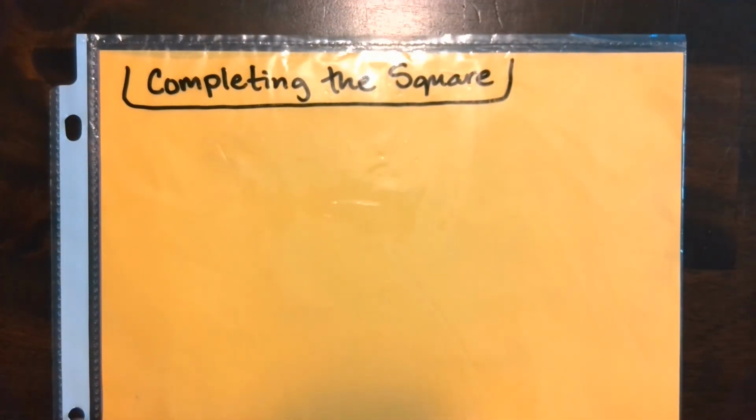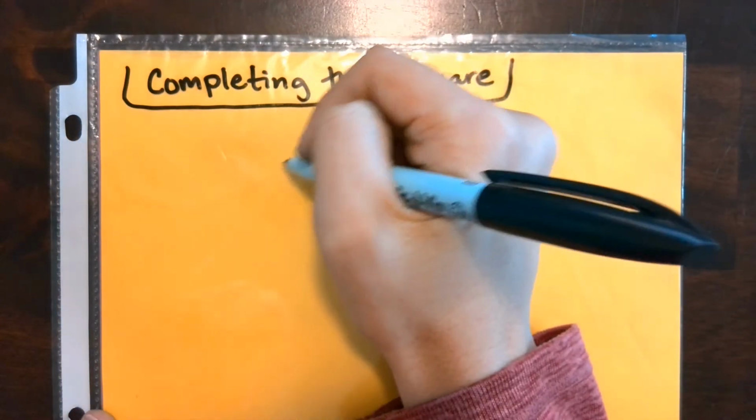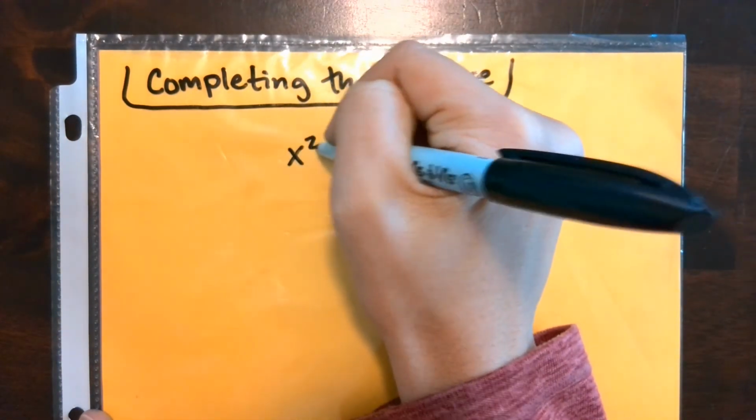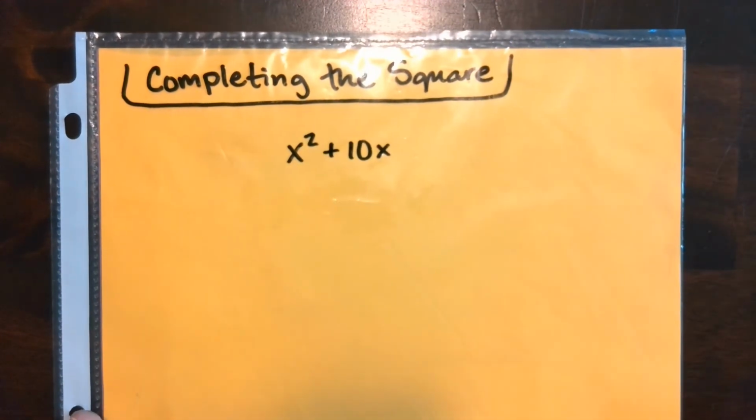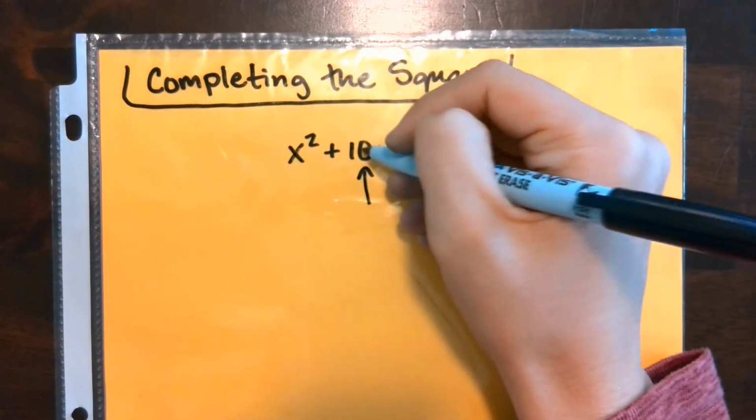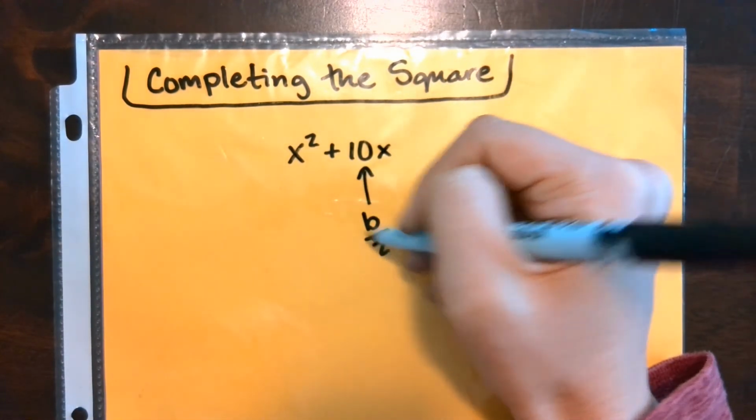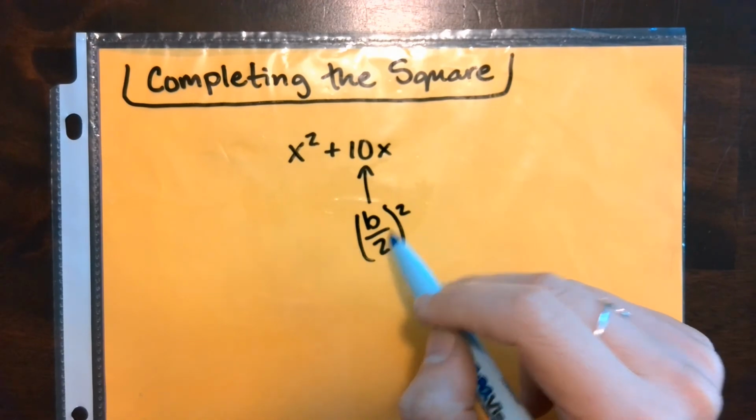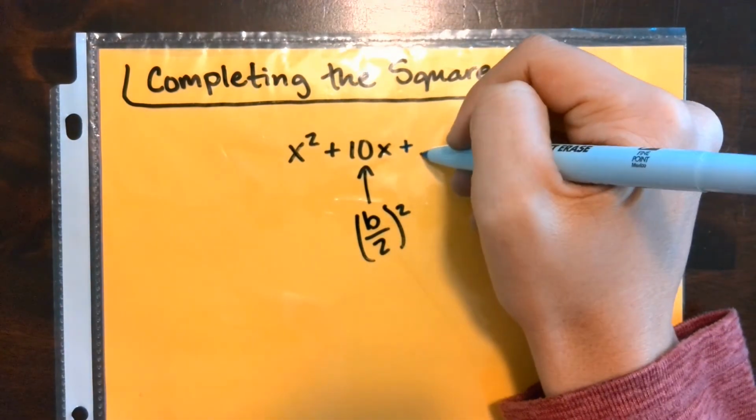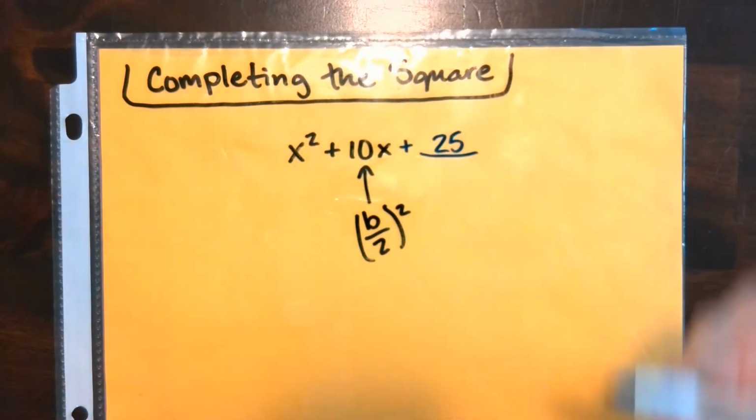So reminding us how completing the square works, let's say we have an x squared plus 10x, and we're wanting this in a form where you've got something quantity squared, which is what we're about to do. Remember that you would take that b value, divide it by 2, and square it. So in this case, if I divide 10 by 2 and get 5 and then square it, that tells me that I need to complete the square with 25.